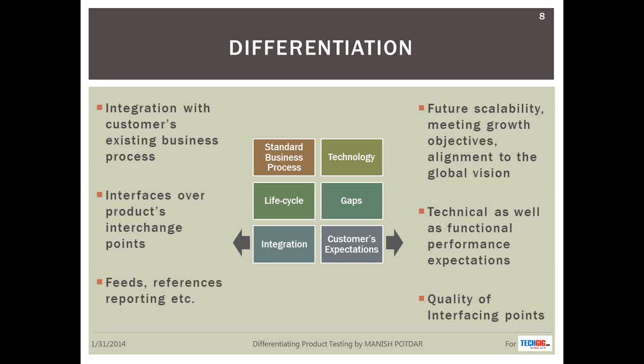The next set of differentiation is integration and customers' expectation. Integration. What you test in products is the product's integration in the bank's or customer's running business process. How well the product gets integrated, which means the integration points. It means the data exchange with upward and downward systems. It means the seamless exchange of referential data. Right? So integration would have a lot of bearing on our testing strategy for products.